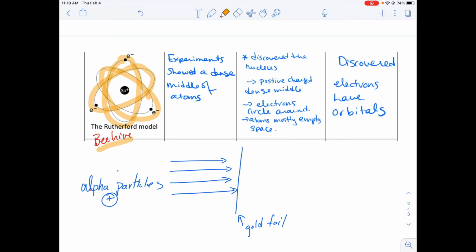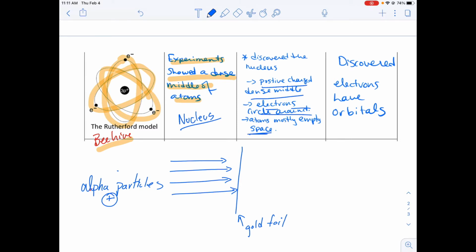This was developed because experiments showed a dense middle of the atom, and that's the nucleus he's describing. So the discovery of the nucleus got rid of the chocolate chip model and allowed for this beehive model to be developed. The discovery had shown that there was a positive, dense nucleus and that electrons circle around the nucleus, but most of the atom is empty space.